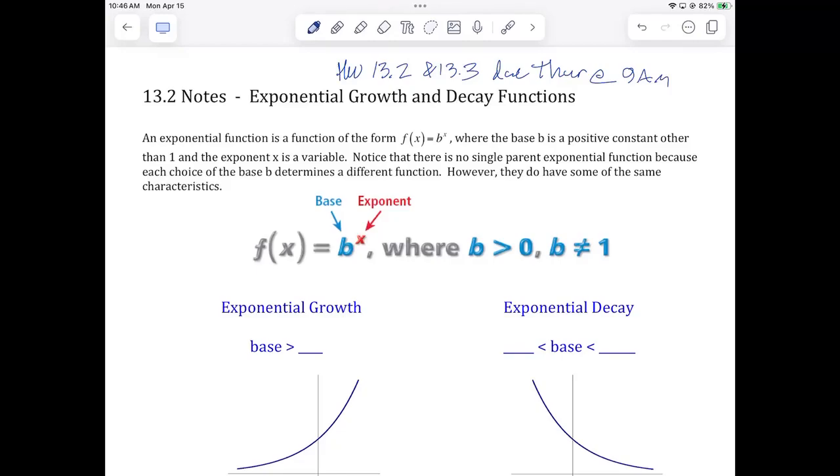13.2. Today we're starting exponential growth and decay functions. I can tell you that exponential growth is very similar to geometric growth. They're exactly the same, actually, okay? Exponential growth is something that grows very, very quickly.